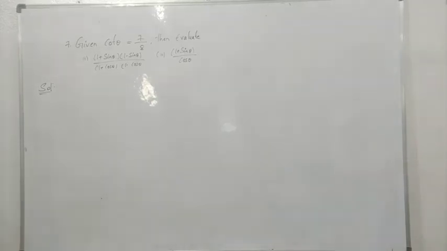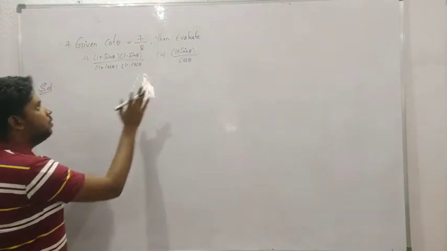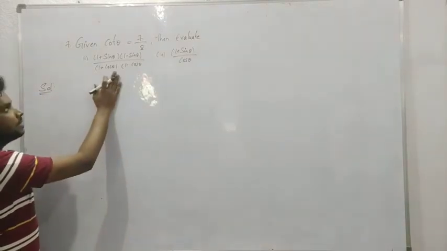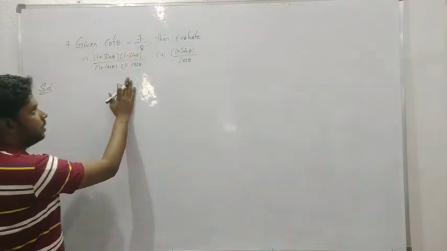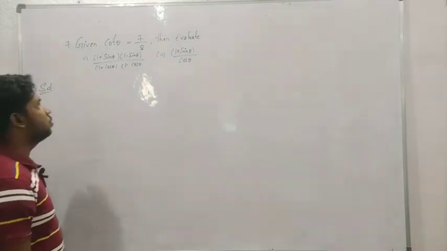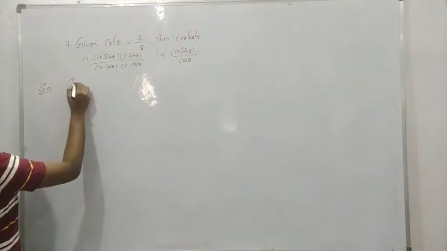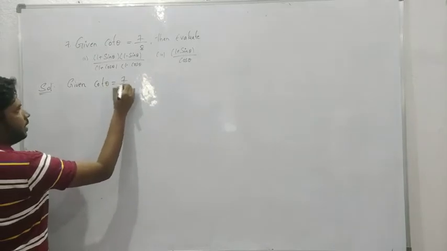So now let's continue with the next question from trigonometry. Given here cot theta is equal to 7 by 8, then evaluate first one: (1 plus sin theta) into (1 minus sin theta) divided by (1 plus cos theta) into (1 minus cos theta). Second: (1 plus sin theta) divided by cos theta. So given here, cot theta is equal to 7 by 8.